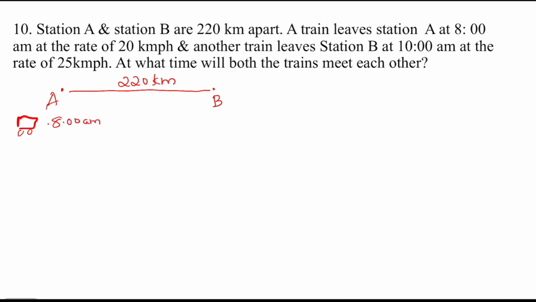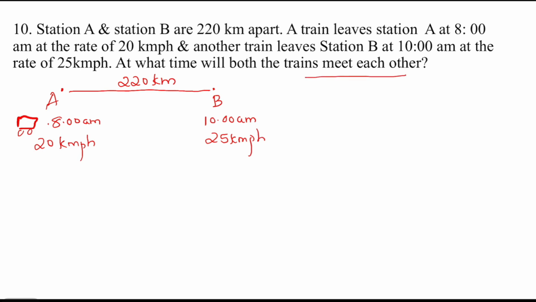At the rate of 20 km per hour. And another train leaves station B at 10 a.m. So another train is leaving the station at 10 a.m. at the speed of 25 km per hour. So at what time will both trains meet each other?